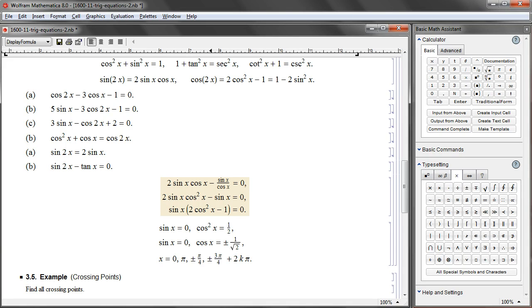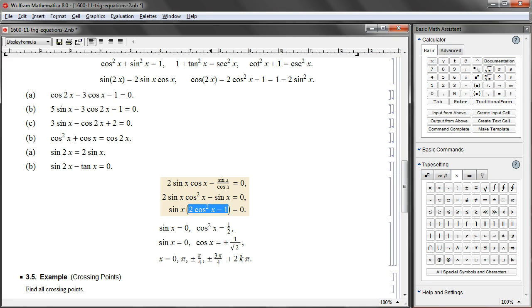We have a denominator, so usually the first thing you'll have to do is kill off the denominator by multiplying everything by cosine. If you do that, then you get the second equation, cosine squared in the second term, and cosine disappeared from the denominator. What do we have now? We have a common factor. Factor sine of x out. We have 2 cosine squared minus 1.